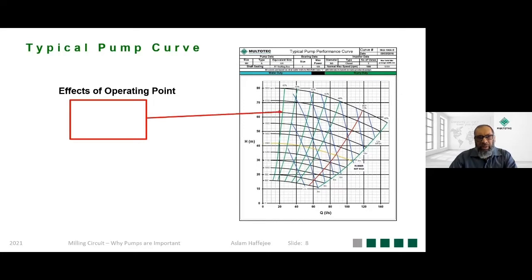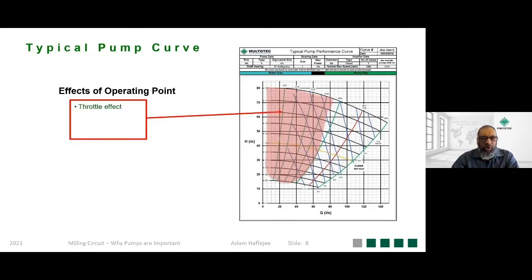Right, operating to the left of the BEP. Normally you'll see the BEP over there, that's your best efficiency line. If you operate to the left, these are the effects you're going to have. We normally refer to this as under BEP because you're well under in terms of flow. You're pumping less than desirable for that particular pump size.